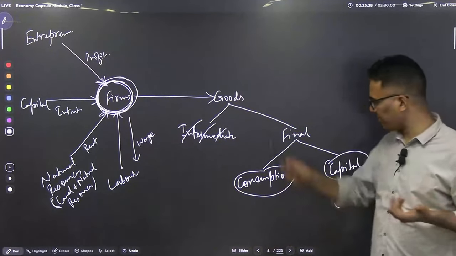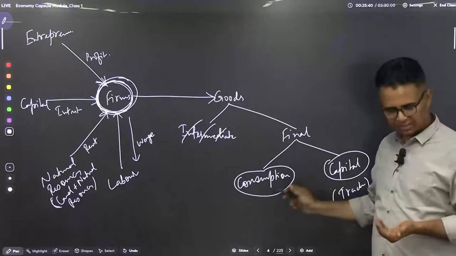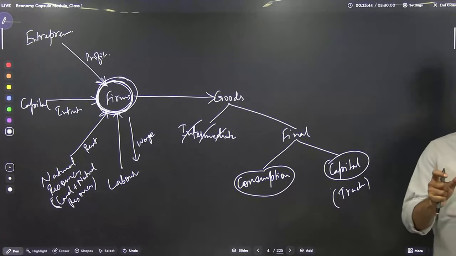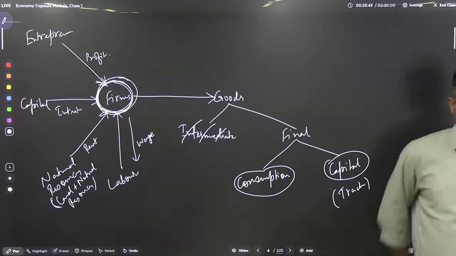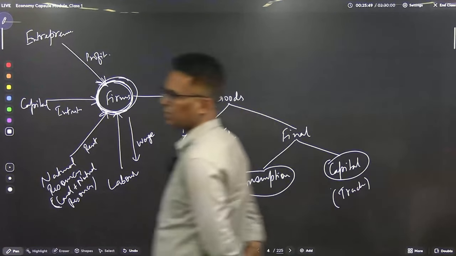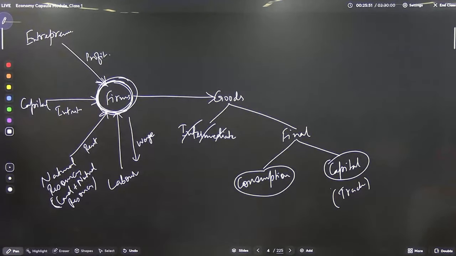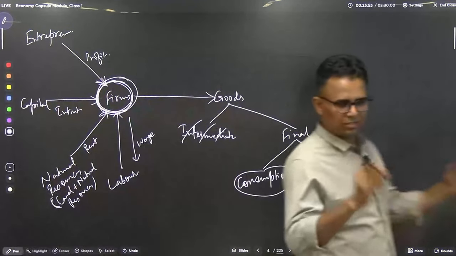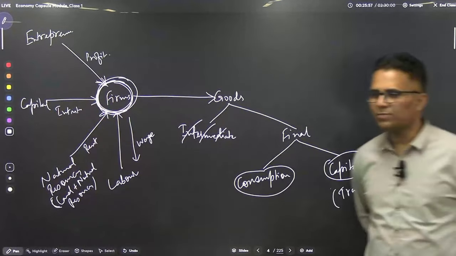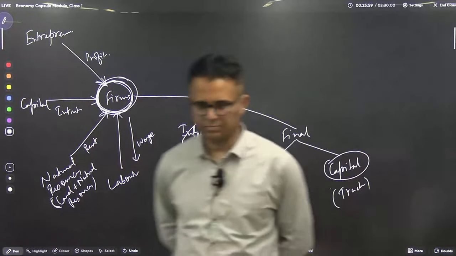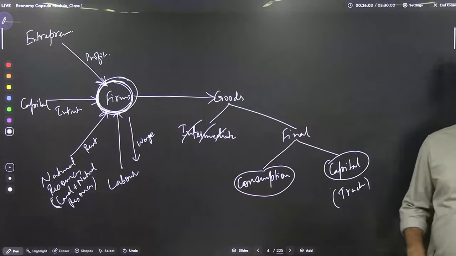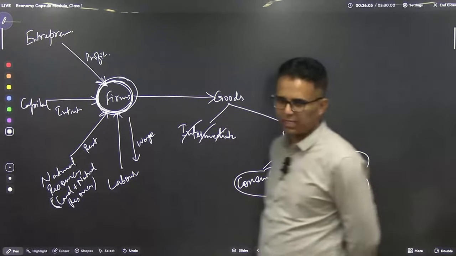Economic course of an academy is a consumption good. All services come under consumption because you check the characteristic. Capital means something physical. Capital means something physical, right?